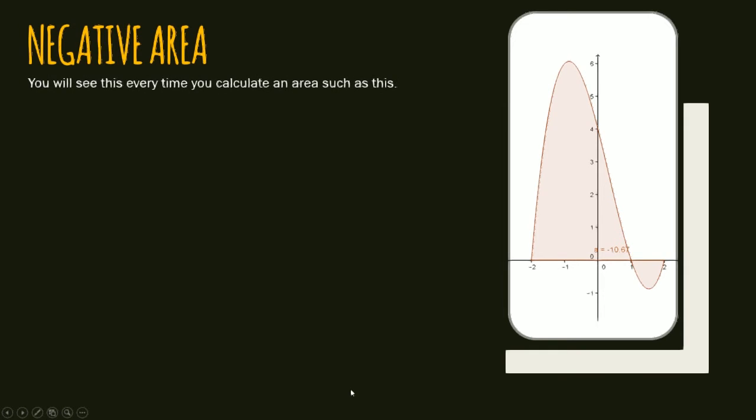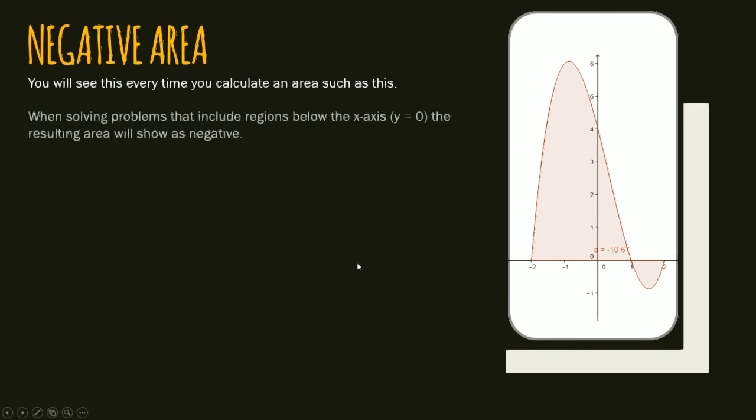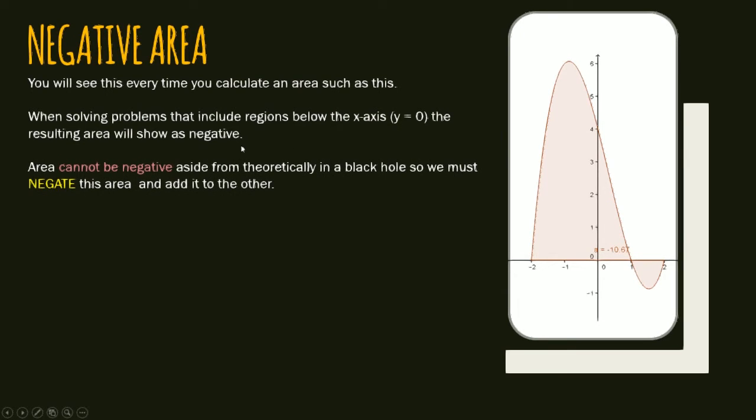Let's look at negative area. You'll see that every time you calculate an area just like this, where it dips under the x-axis, in some problems that include regions below the x-axis, the resultant area will show as a negative. Area can't be negative, aside from like a theoretical black hole or something. So what we've got to do is negate the area and add it to the other one.